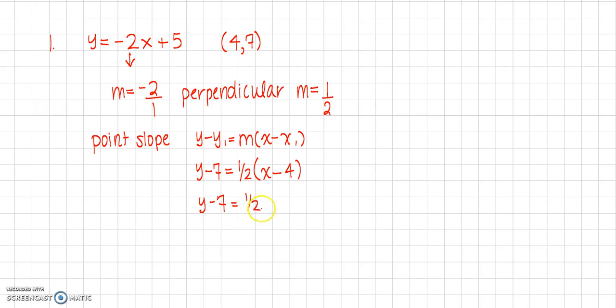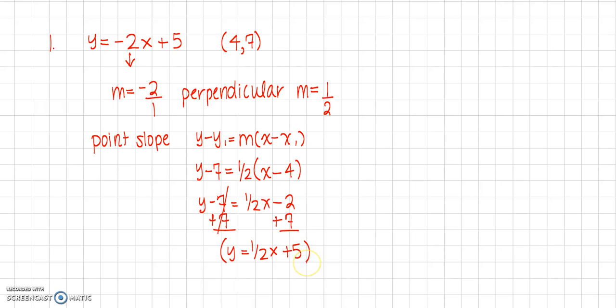1/2 times x is 1/2 x. 1/2 times negative 4 is negative 2. Move that 7 over, just to simplify it a bit. So y equals 1/2 x plus 5. Now if you notice, all of the answers for number 1 are in standard form. The x and the y are on the same side of the equal sign, and there are no fractions. So I've got to get rid of that fraction.